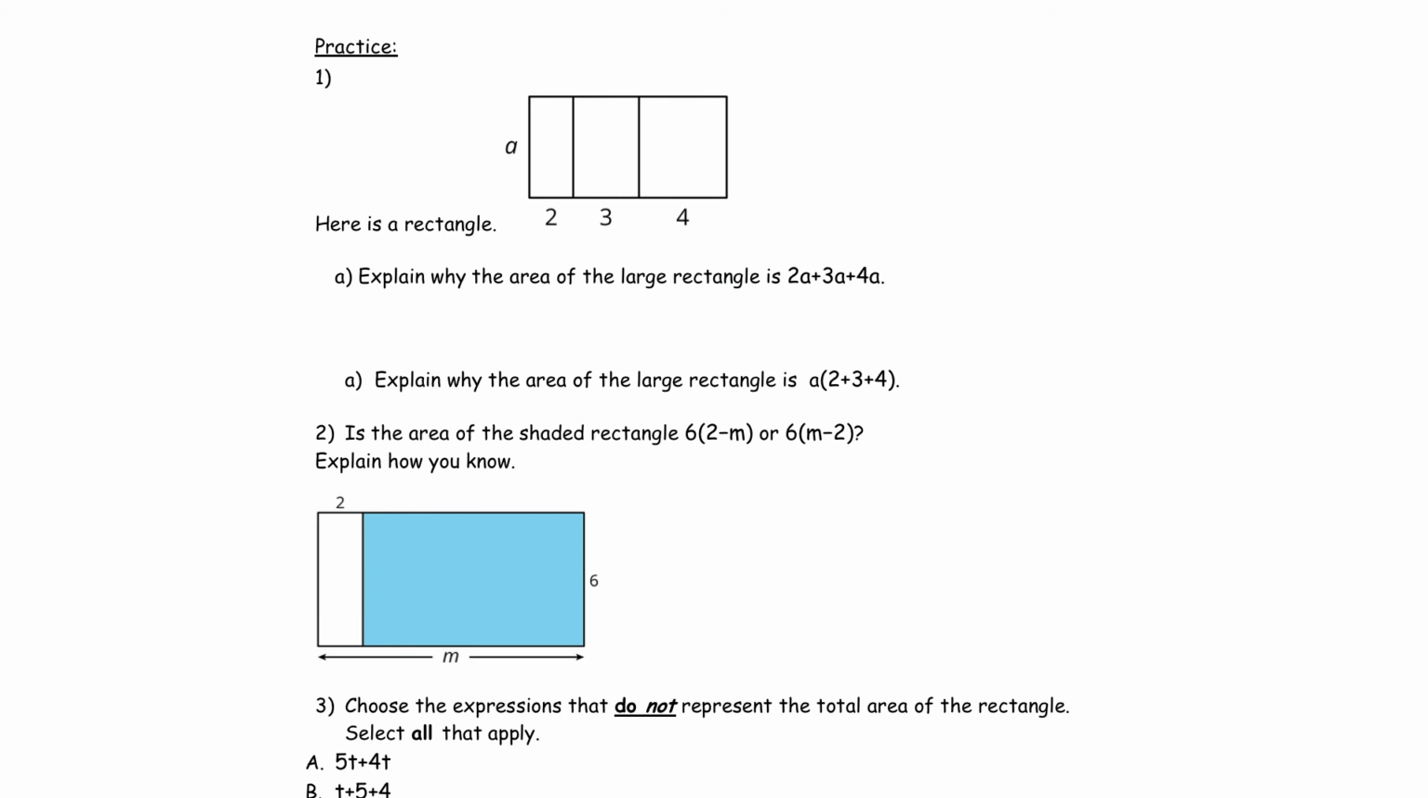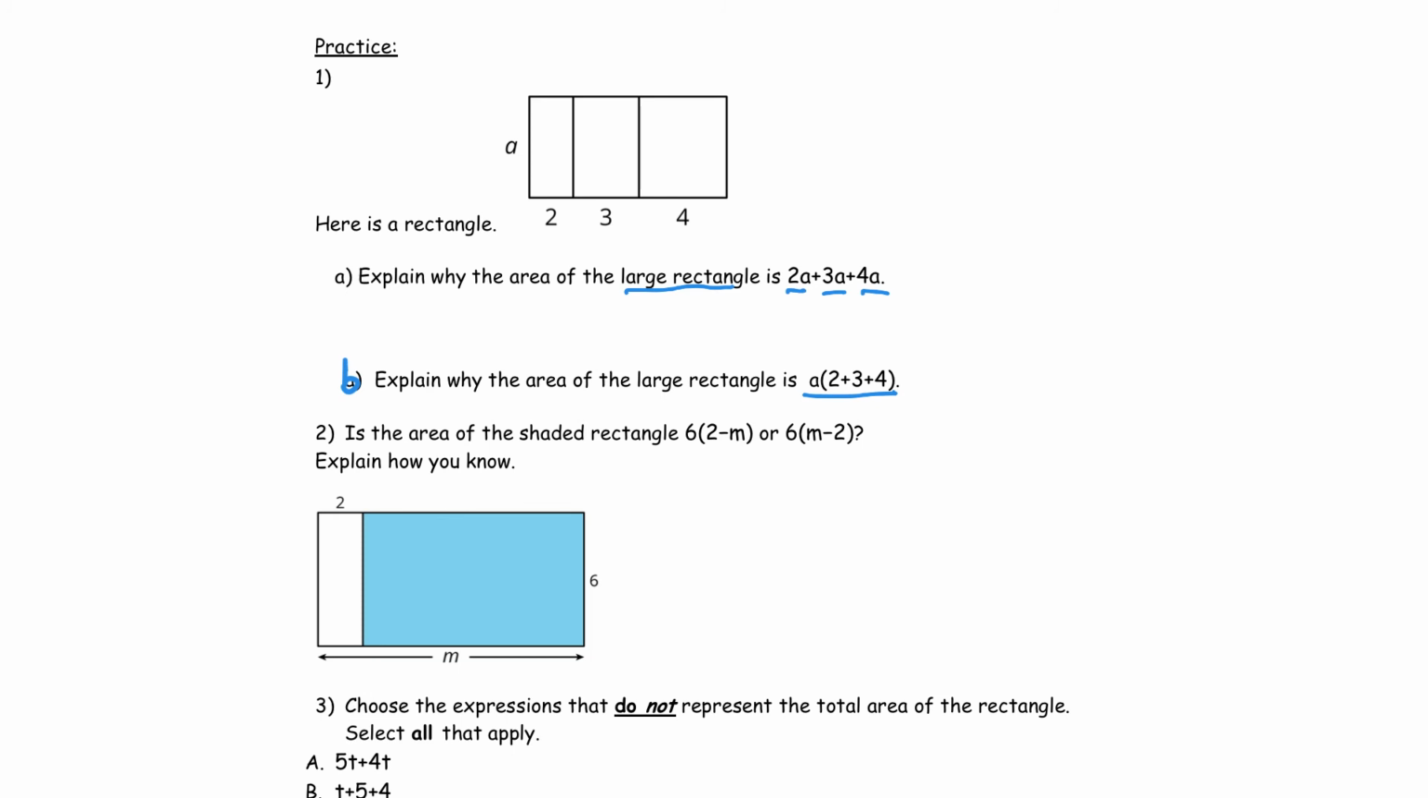Here is some practice. Number 1, here is a rectangle. Letter A, explain why the area of the large rectangle is 2a plus 3a plus 4a. And the next one should be letter B. It says, explain why the area of the large rectangle is a times 2 plus 3 plus 4. Okay, so take a minute and let's look.